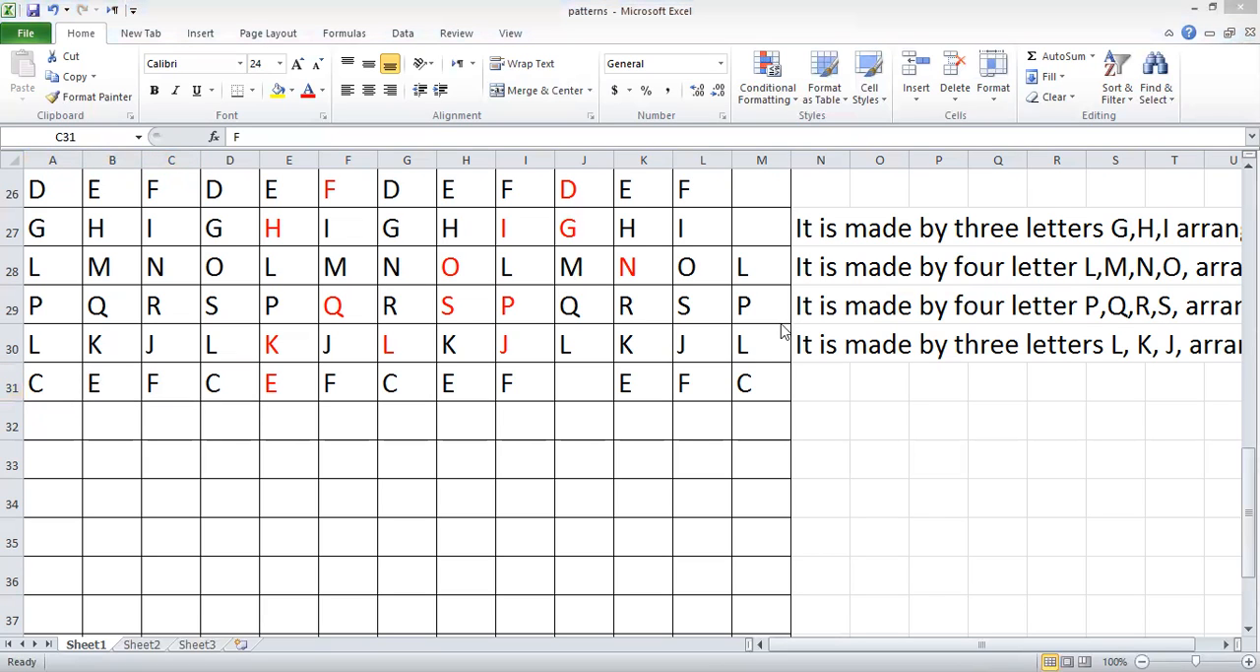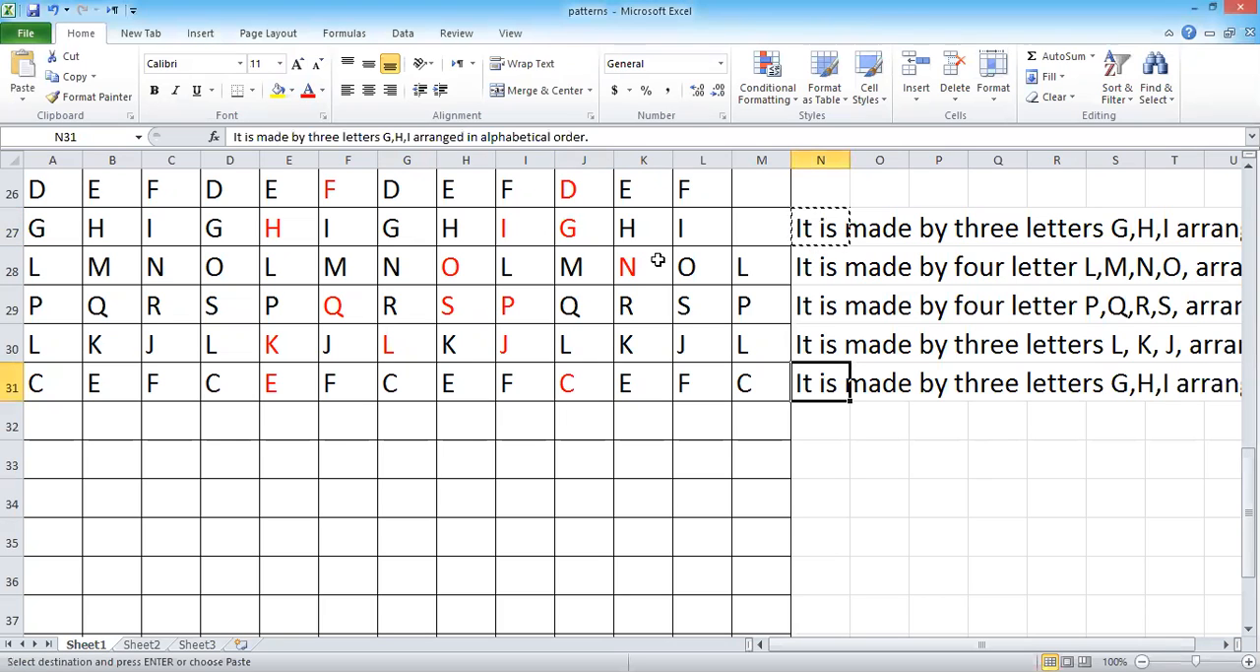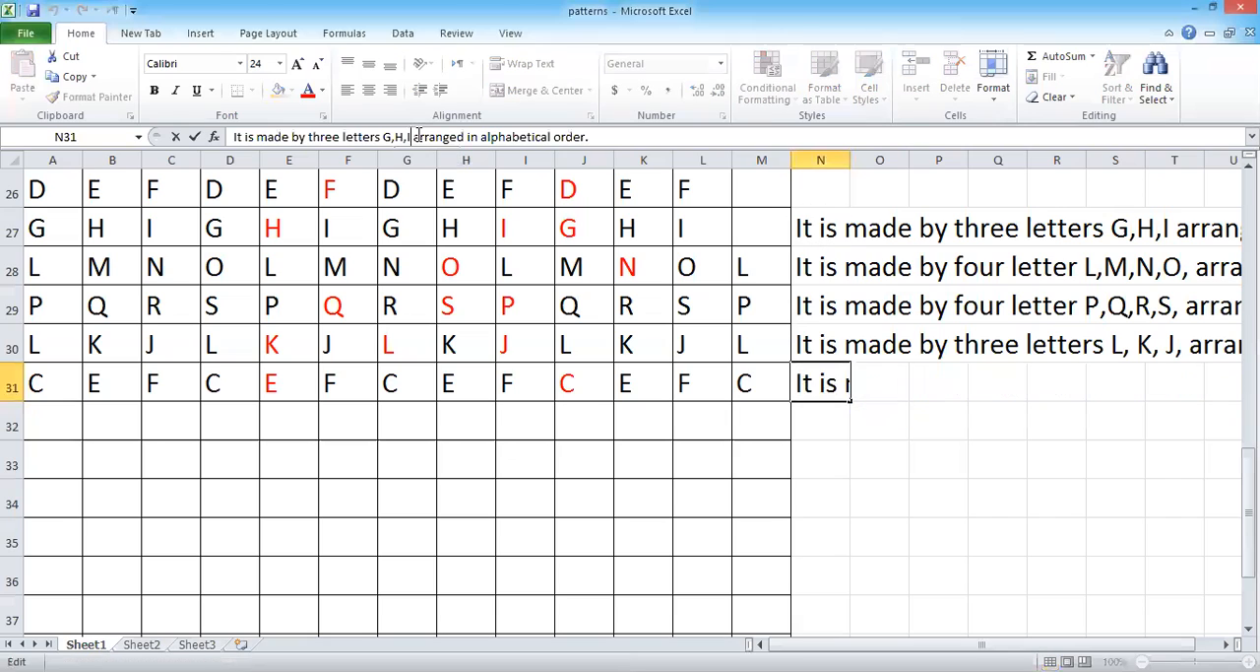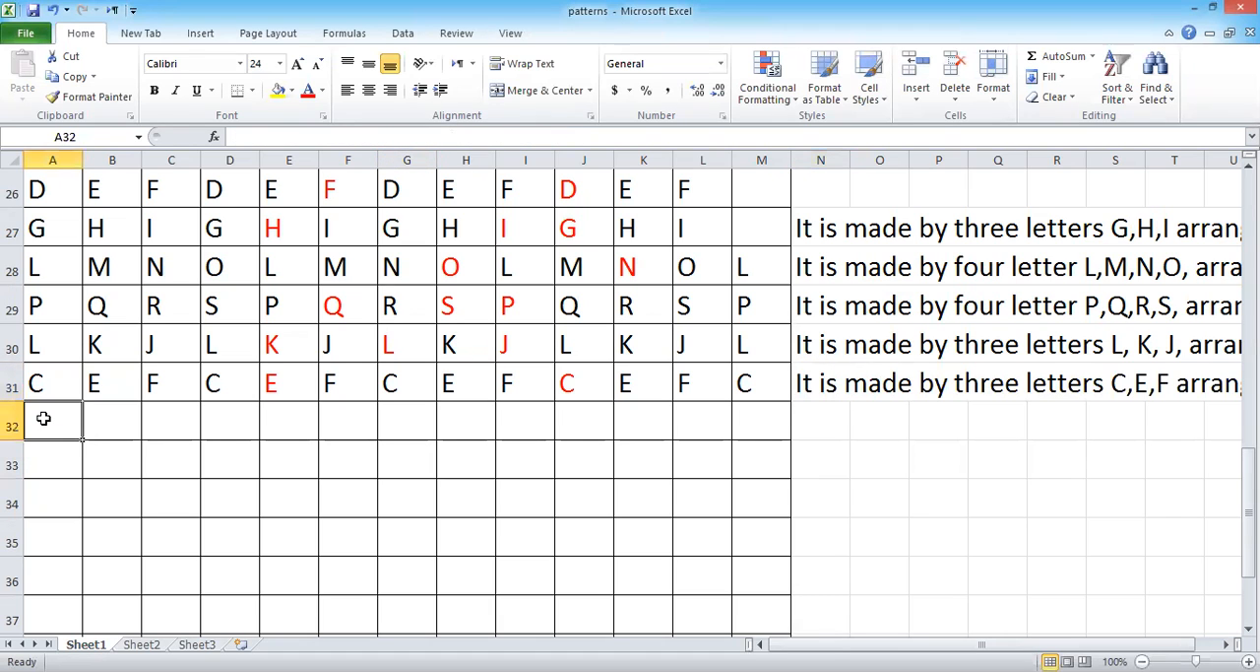All right. So guys, you can see here, this pattern is made by three letters, which are C, E, and F, and these are arranged in alphabetical order. So there will be also C. And you will write here that it is made by three letters, which are C, E, F, arranged in alphabetical order. Okay.